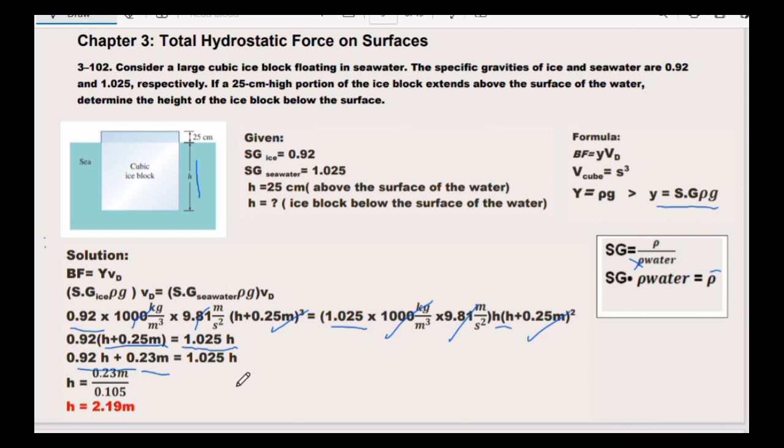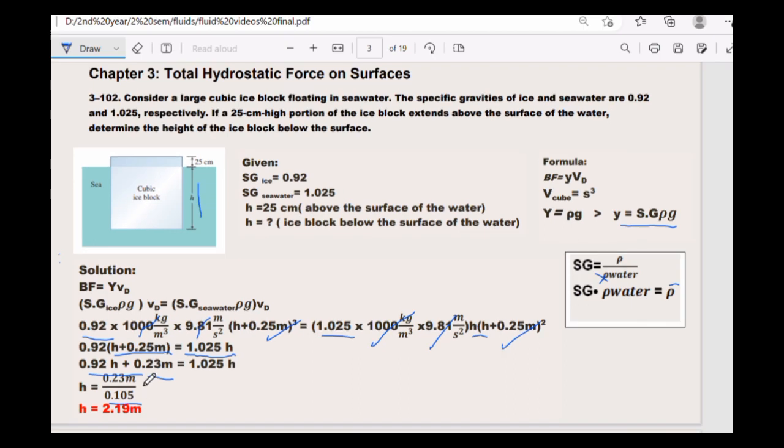Then combine like terms, 0.92 h to 1.025 h. We have 0.105 h equals 0.23 meters, so h equals 0.23 meters over 0.105, which is 2.19 meter. Therefore, the height of the ice block below the surface is 2.19 meter.